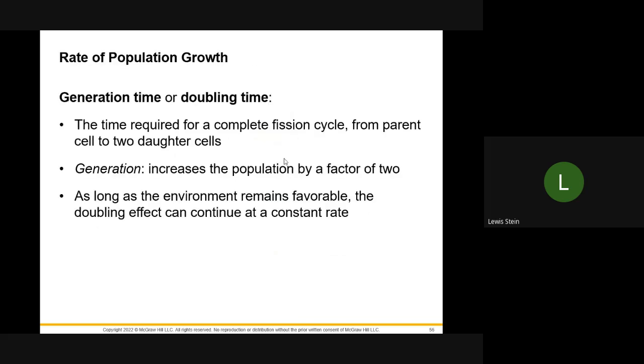Nothing to it. We look at the amount of time to complete this cycle, from the parent cell to the, quote, two daughter cells. As long as the environment is favorable, read that as a sufficient amount of nutrients and no accumulation of waste products, it will continue at that rate. Typically, for most bacteria, the ones you're using in the lab, they duplicate every 20 to 30 minutes. So if you have one that does it every 20 minutes, in a matter of 3 hours, they will have doubled 9 times.